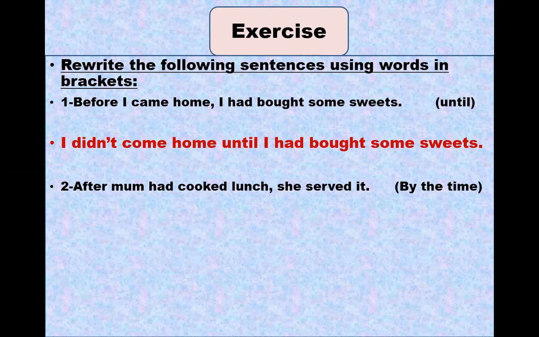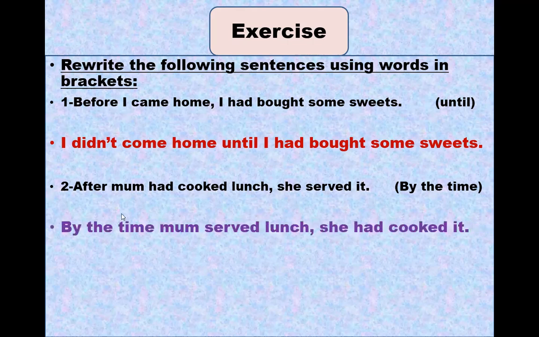And why did I use "lunch" in the first sentence? Because it's the first time I mentioned lunch. Now, what about the second sentence? You can say "she" and "it" in the second sentence. Can you see the right answer? By the time mom served lunch, she had cooked it. I changed the order of the sentence, but I keep using the first words, mom and lunch.